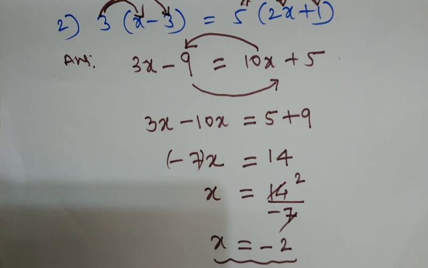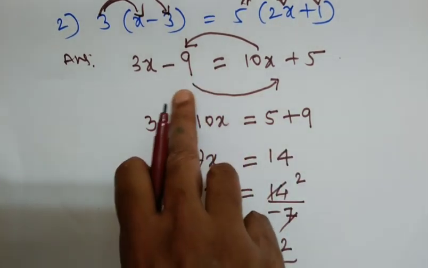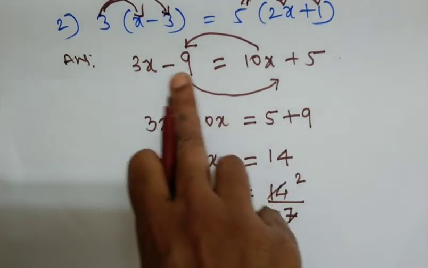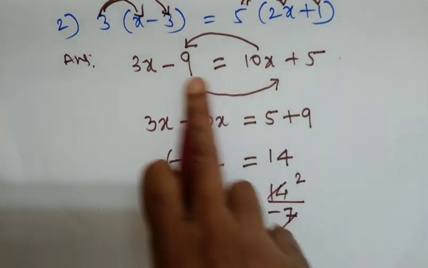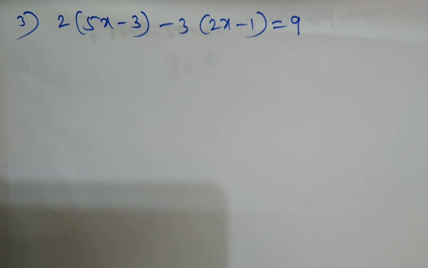Okay, understood? So please remember, students, if a term is changing side, from left side to right side or right side to left side, then minus becomes plus, plus becomes minus, into becomes division, and division becomes into. Please remember these 4 steps. Okay, let us solve one more example.